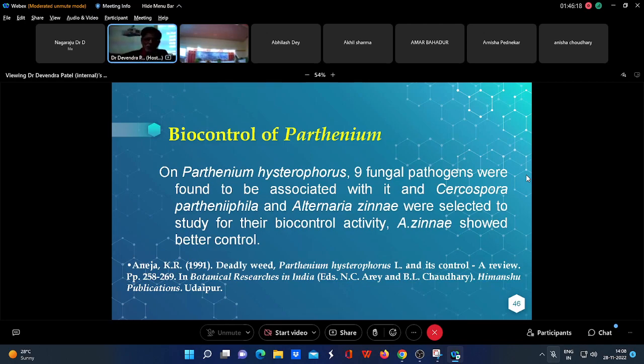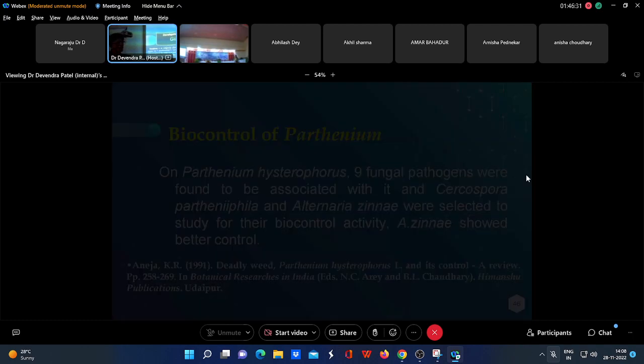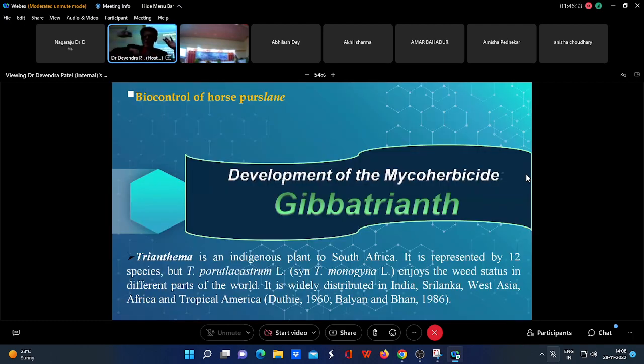I was having a project from the UK on the control. Only 2 pathogens have been found to be efficacious for controlling this. One is Cercospora parthenii and another is Alternaria in our country. Next. There is another formulation which has been made by me on this, on the horse purslane.